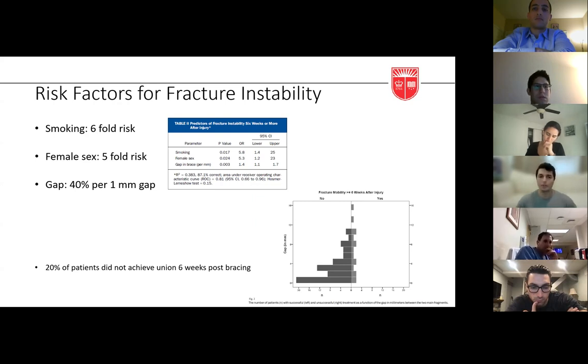Overall, 20% of their patients didn't achieve union at 6 weeks with bracing. Over here in the bottom right corner, this shows all the patients who were treated with functional bracing. Going from bottom to top is the amount of gap noticed on imaging. On the left are those who didn't have any fracture mobility, and on the right are the ones with fracture mobility between the 2 fragments.